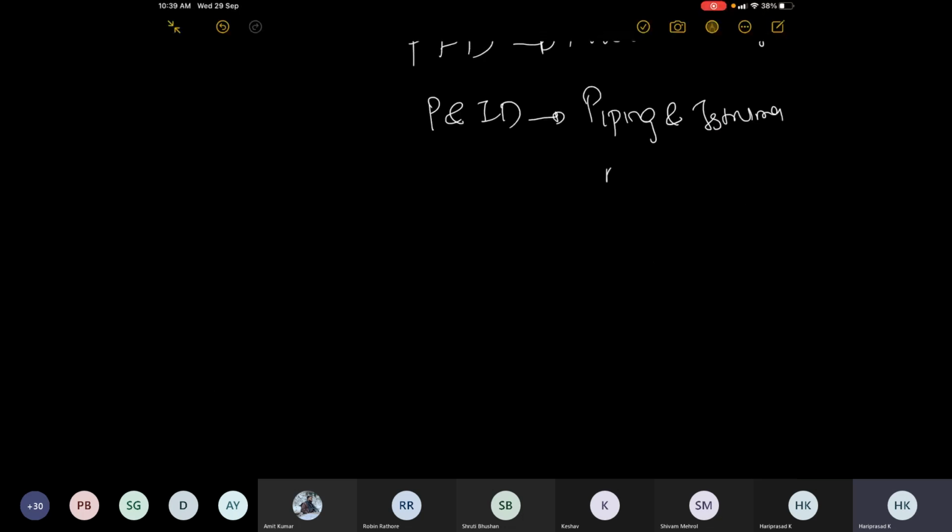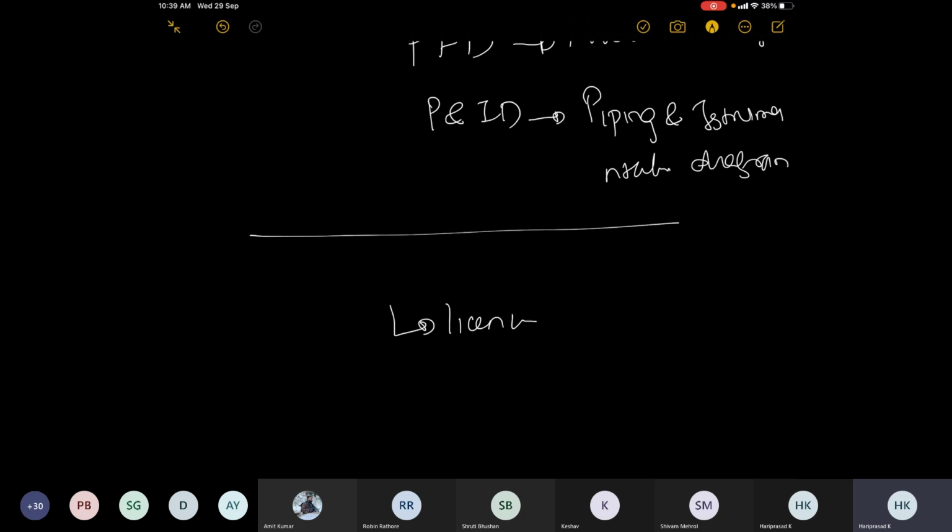Piping and instrumentation diagram. So let's say you are making your own industry. So first thing, okay, have you heard about licensing? Licensing a technology.